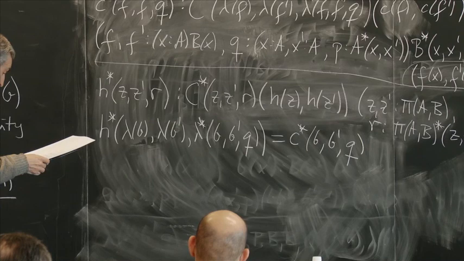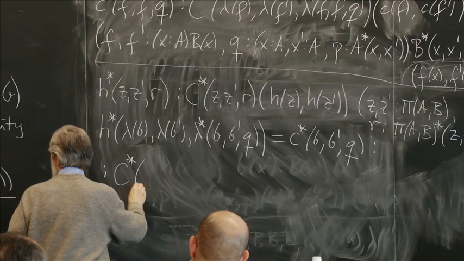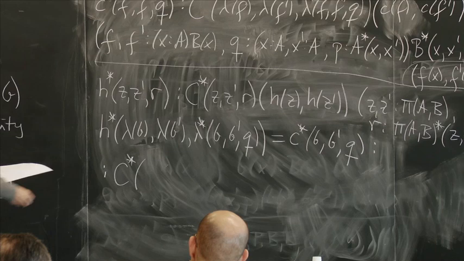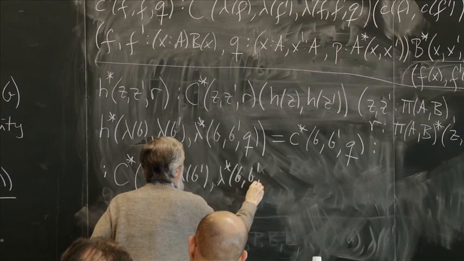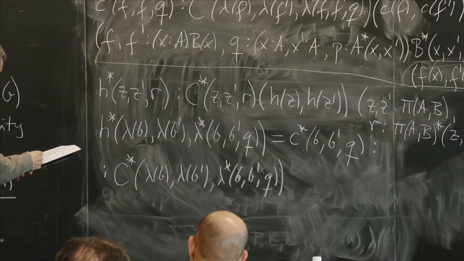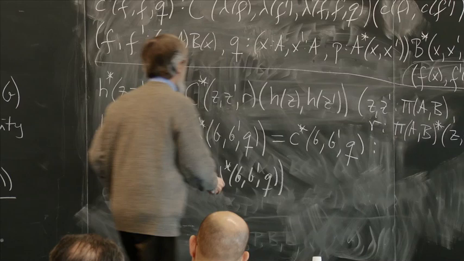And the typing here is, these are both in the star star of this. So that's C star of lambda b prime, lambda star of b b prime q. So that's a relation, and that relation should hold between C of B and C of B prime.